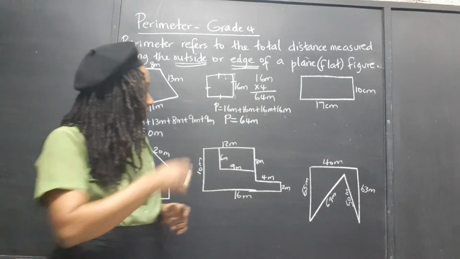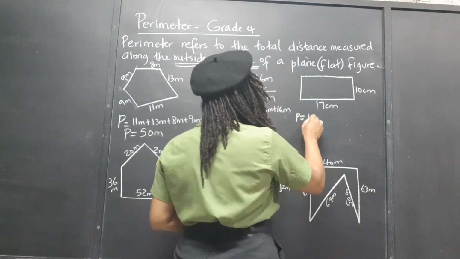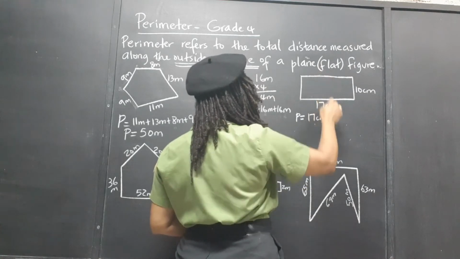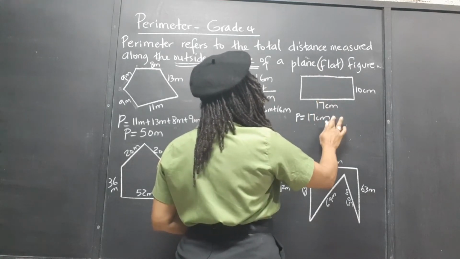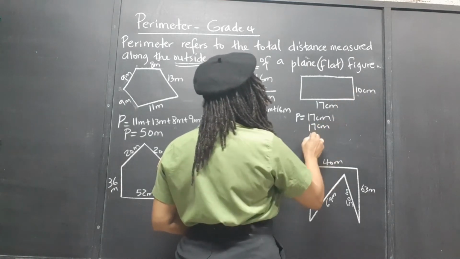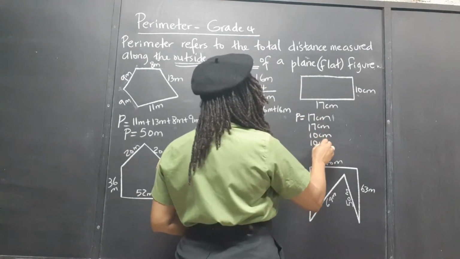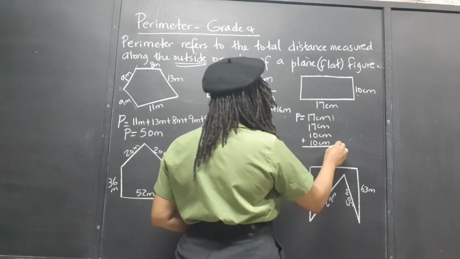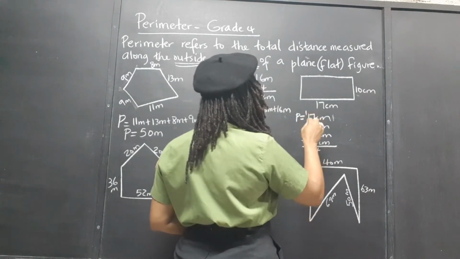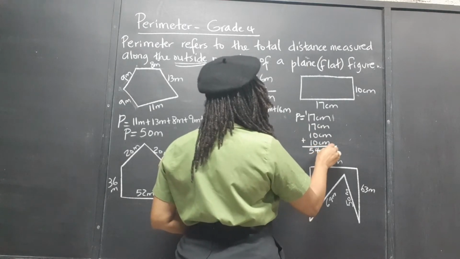How about the rectangle? So we want the perimeter of this rectangle, which is the 17 centimeters. We know this is also 17. Right? So 17 centimeters plus 17 plus 10. And we know this is also 10. So when we add those up, centimeters.